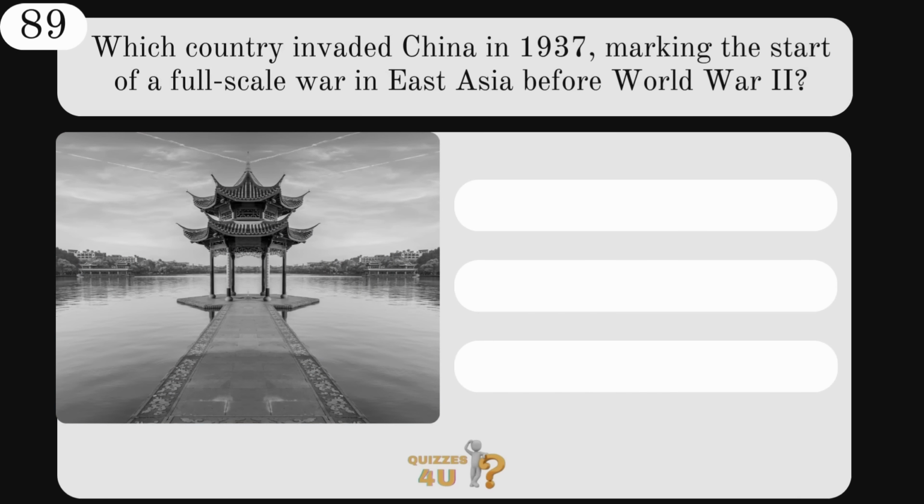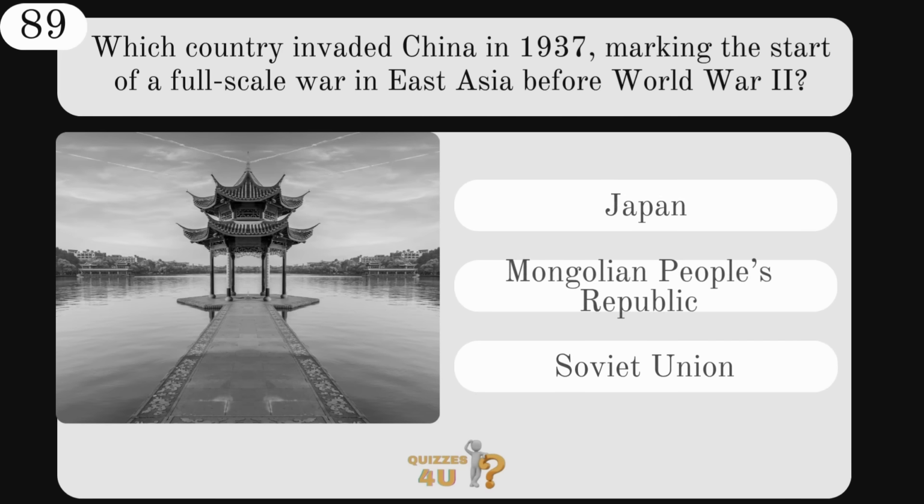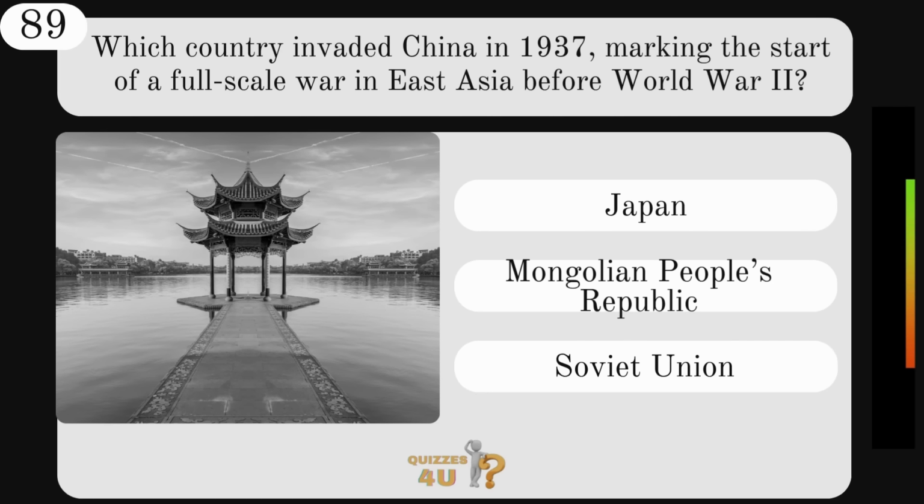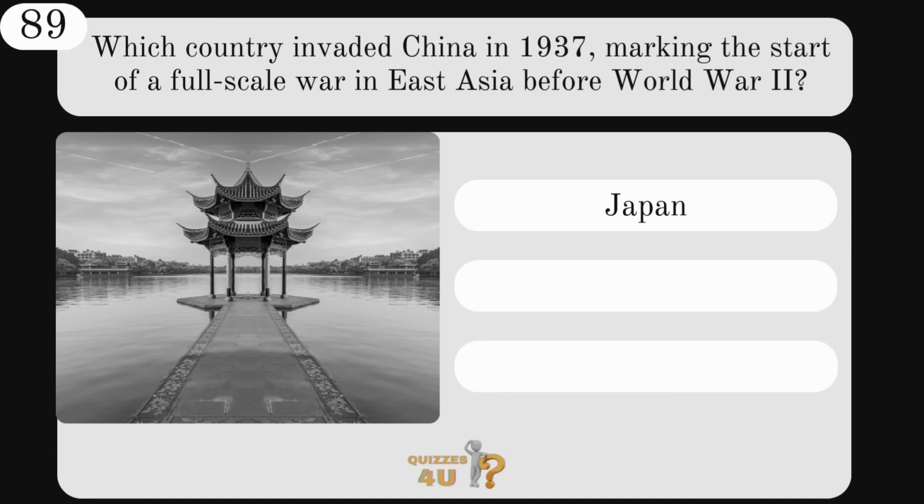Which country invaded China in 1937, marking the start of a full-scale war in East Asia before World War II? Japan, Mongolian People's Republic, or the Soviet Union? The correct one there, Japan.